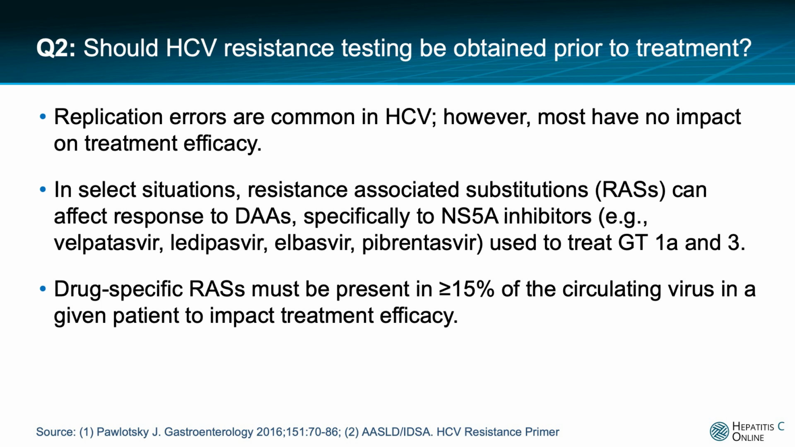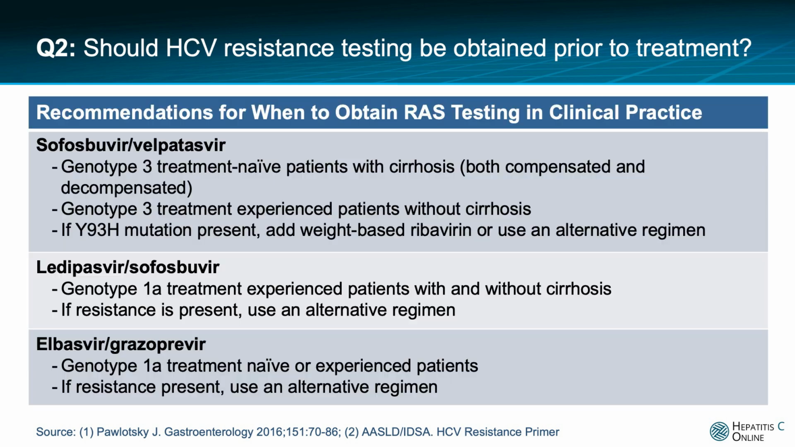In select situations, however, resistance-associated substitutions, or RASs, can affect the response to direct-acting antivirals, specifically with NS5A inhibitors when used to treat genotype 1A and genotype 3. However, even when present, drug-specific resistance-associated substitutions must be present in at least 15% of circulating virus to impact treatment efficacy. Resistance testing is most important clinically when the results would modify management by impacting the duration of therapy and/or the inclusion of ribavirin to the regimen, or result in the selection of an alternative therapy.